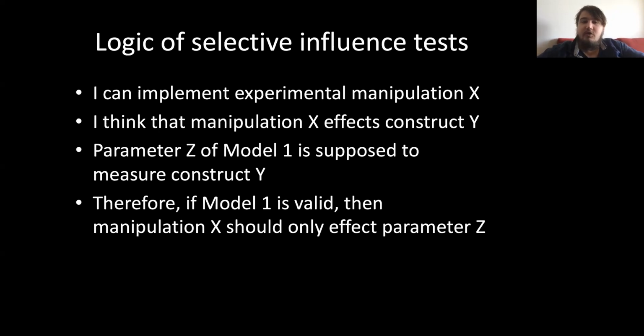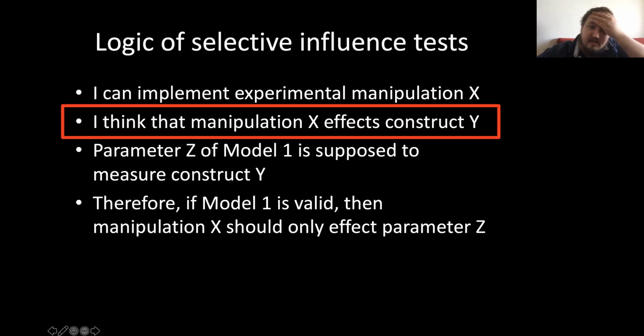If they're both influenced by construct Y, or they both influence construct Y, however you want to put it, there should be this selective influence, right? Where this manipulation that affects construct Y should also only affect parameter Z that maps onto construct Y. However, this logic of selective influence tests is really dependent on how valid this manipulation is, right? If manipulation X affects construct Y but also other constructs, or doesn't affect construct Y, then you're not going to have a valid selective influence test.